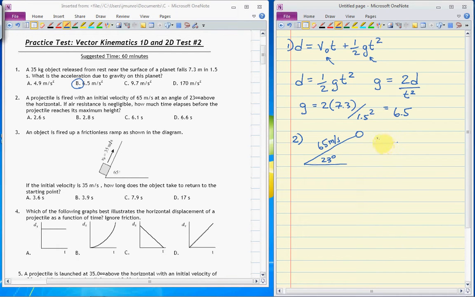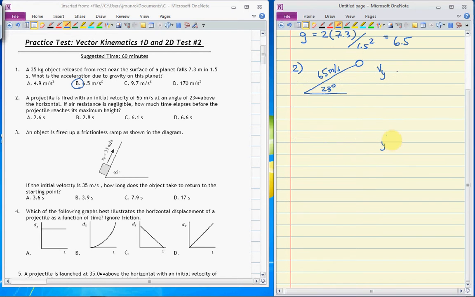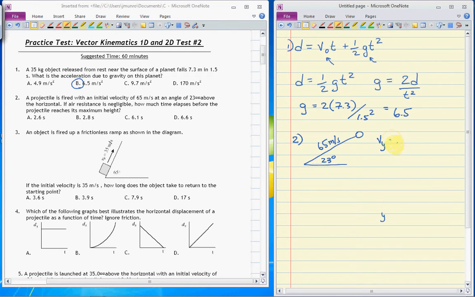So I'm going to write that Vy is equal to the 65 multiplied by the sine of 23. And that's because it's one of those opposite over hypotenuse. This is the opposite. This is the hypotenuse. So I use sine, of course. And when I get an answer for this, I end up with 25.4 meters per second in the y direction.